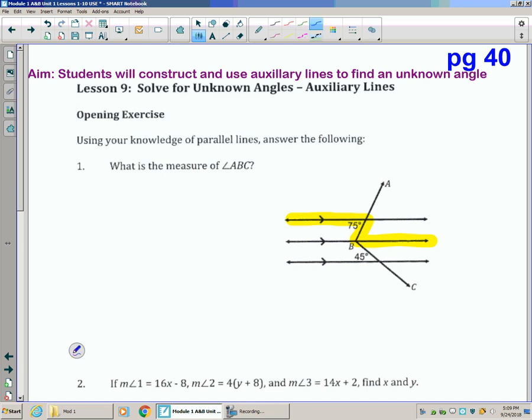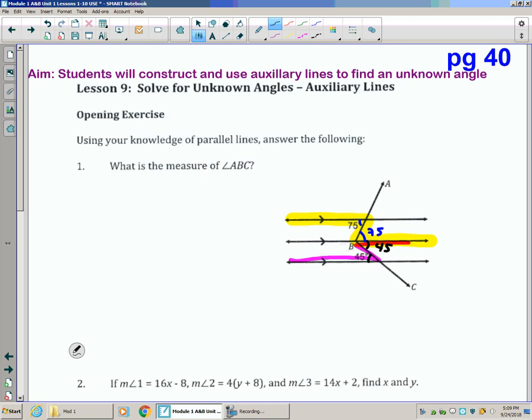So I can locate a 75 angle right there. It's also located right here. My next Z-shape is going to be down here, and it's a little backwards, which is okay. And I could say that the angle 45 that is down here is also located up here.